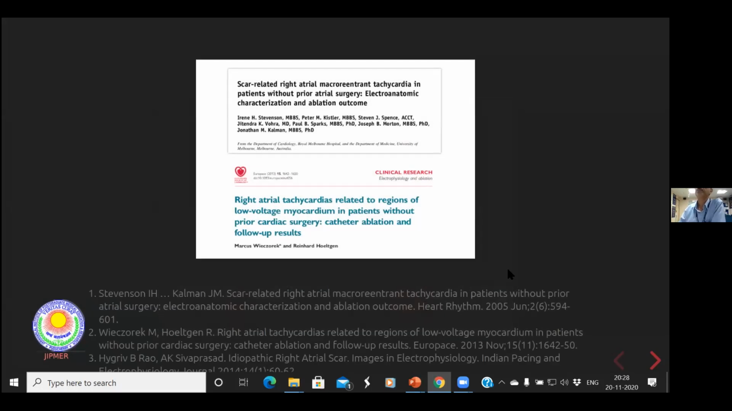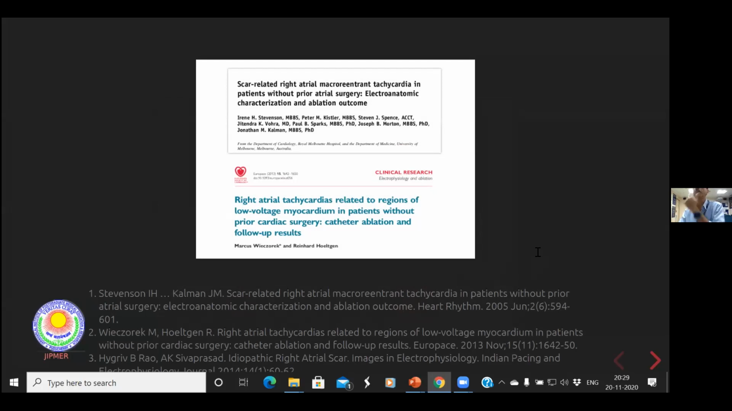So there is again sparse literature on this. There's one from Australia from Dr. Kalman, Dr. Kistler's group, and they had reported on 8 patients with scar-related macro reentry without prior atrial surgery. And this is one from Germany, which was 7 patients. And from India, Dr. Haygriv Rao had reported a single case as an image in EP some time back.